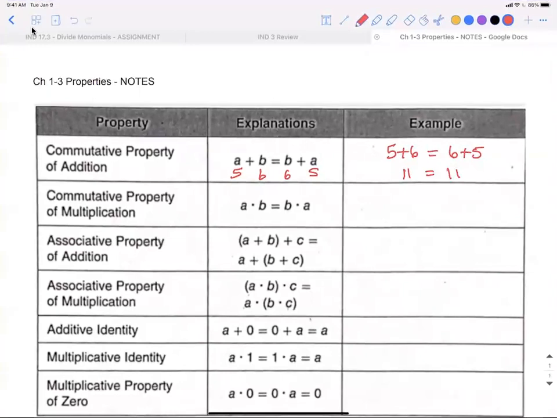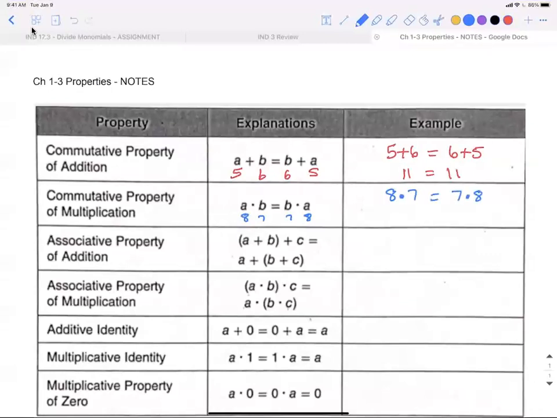The commutative property of multiplication is basically the exact same thing. Okay, let's use different numbers. So for A and B, let's use some different numbers. Somebody give me another number. 8. All right, so for A we're going to use an 8, and then somebody give me a number for B. 7. All right. So if we go over to the example, we're going to fill this out. That means that 8 times 7 equals, and then we're going to flip flop the order, 7 times 8.